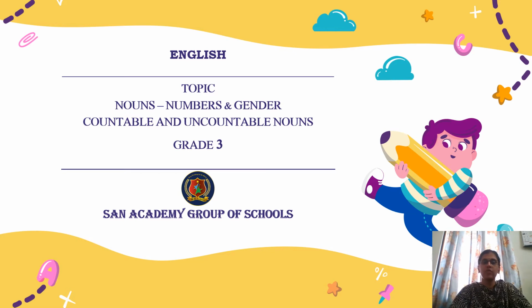In today's video, we are going to read the topic noun, numbers and gender. From this topic, we have already seen about singular and plural nouns. So in this video, we are going to move on to the next topic, countable and uncountable nouns. You can find this also in your grade 3 English grammar book under the heading noun, numbers and genders. This is one of the subtopics of this chapter. Now here we are going to see what do you mean by countable nouns and what do you mean by uncountable nouns. So shall we get into the video now?